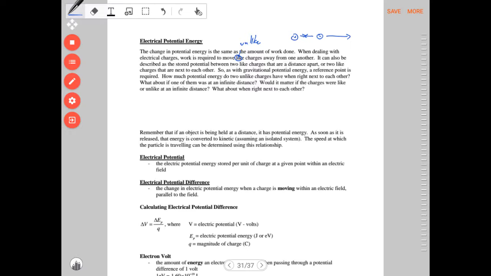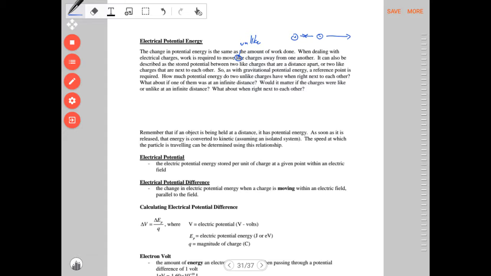It's kind of like holding a pen up. If I want to lift that pen up, the pen wants to go towards the center of the earth, which is why when I drop it, it falls. So if I want to move it away from its natural tendency, so move the pen up, I have to do work. If I want to move this negative charge away from the positive, I've got to do work. If I want to move a positive away from a negative, I have to do work.